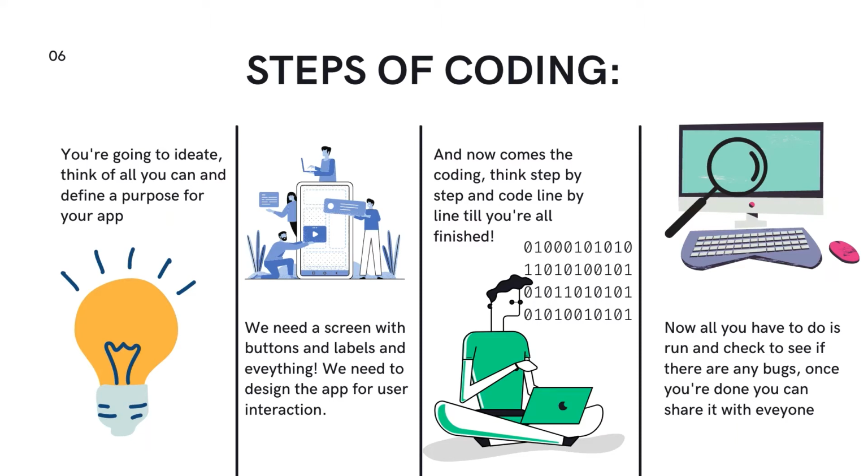The third step is coding. We're going to think and we're going to try and express our idea through code until we're all finished. After that, all we have to do is run and check to see if there are any bugs. Once you're done, you can share it with everyone. So the last step is to test. Now, let's see how the layout of our screen looks like when we're coding.